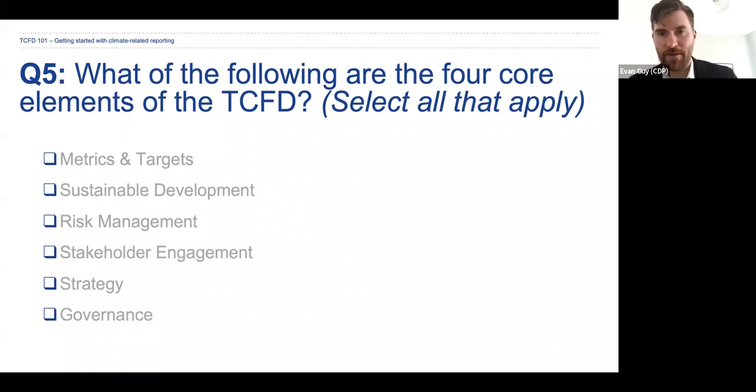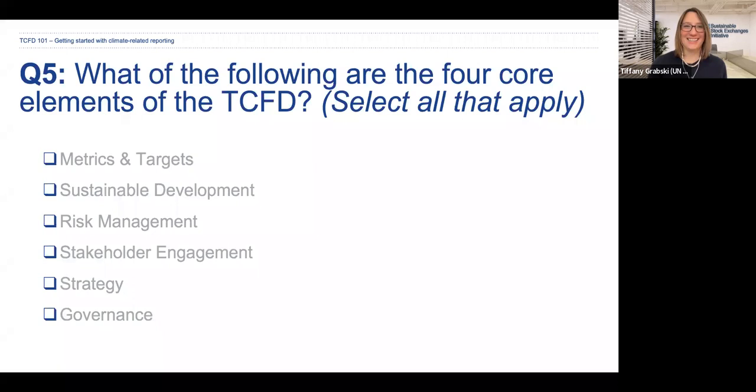And then the other brief one to mention, but sort of beyond this topic, is CDP also asks questions on forests and water as well that go beyond the TCFD. So those are some of the key differences.